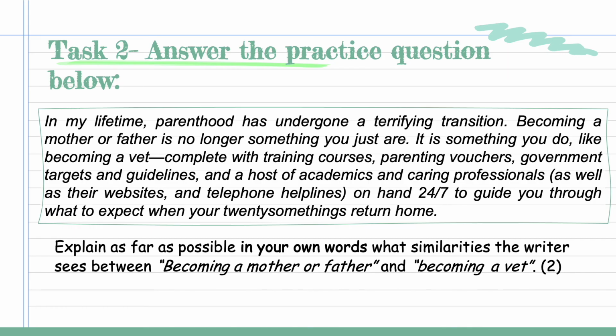You're growing some confidence in your own words. I'll read the question, you can pause it, and then I'll read the text yet again. It says, explain as far as possible in your own words what similarities the writer sees between becoming a mother or father and becoming a vet. I notice that it's 2 marked, which means I need at least 2 bullet points, but we're aiming for 3 or 4, so I'm keeping that in my mind. I know there's more than 2 in that text, I just need to find them.